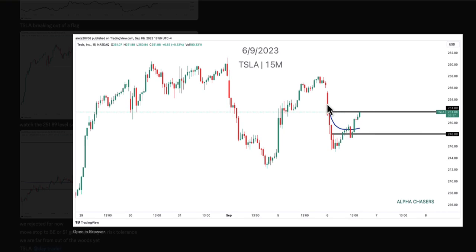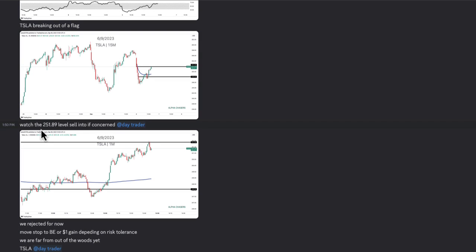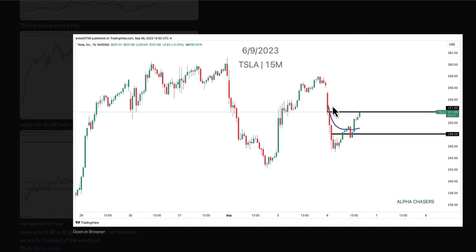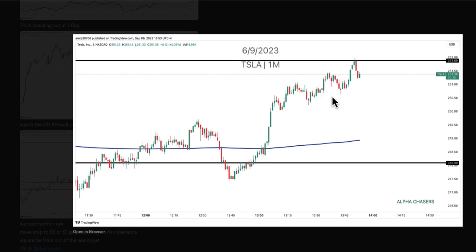Now here's Tesla. Here's the flag. And here's where we're breaking out and pushing into that level. Okay, so watch the 251.89 level. And this is what's important about this. I already knew this level. I already knew that it was marked off. So what I want to do is have positive slippage. Let me show you what I mean by positive slippage. This is a great example.